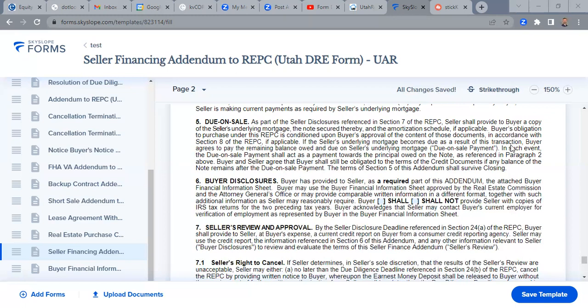So if the seller's underlying mortgage becomes due as a result of this transaction, because as Alan said, all of them do have a due on sale clause built in, then the buyer agrees to pay the remaining balance owed and due on seller's underlying mortgage. Now, this is a big discussion that needs to be had. So as part of the seller's disclosures, we've got a copy of that underlying mortgage. We've got a copy of the note. We know the amortization schedule, so we know pretty roughly, within $1,000 or so, what that balance owed is.